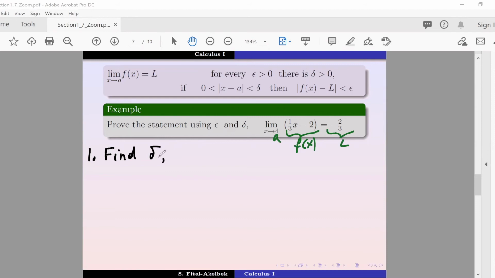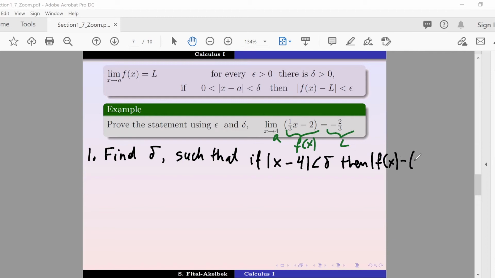Find delta such that if the absolute value of x minus a, my a is 4, is less than delta, then f of x minus L, negative 2/3, must be less than epsilon. We start with this one and manipulate this formula until we get it in this form, to see what the delta would be.